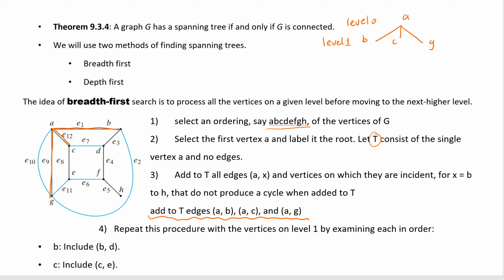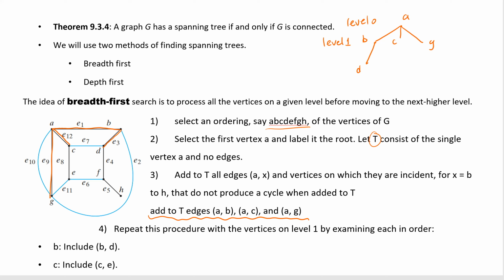So we repeat this procedure with the vertices on level 1 by examining each in the order of A, B, C, D, E, H. So let's look at B first. B, we see is adjacent to D, so we can draw D right here. Okay, and B is also adjacent to G and A, but we already have A and G, so we don't need to include those edges.